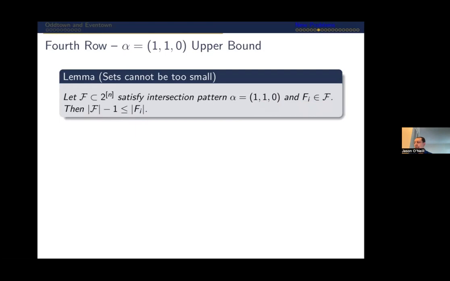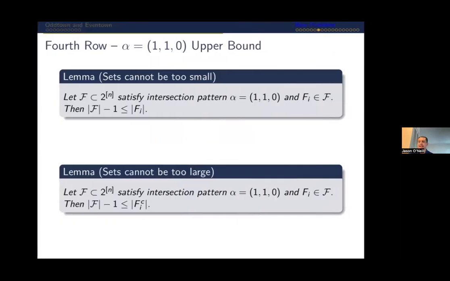The sets cannot be too small comes from this: if I have a set that looks like n over 3 in size, then my family can be at most n over 3. So that says that if a set is very small, then we already get a very good upper bound.